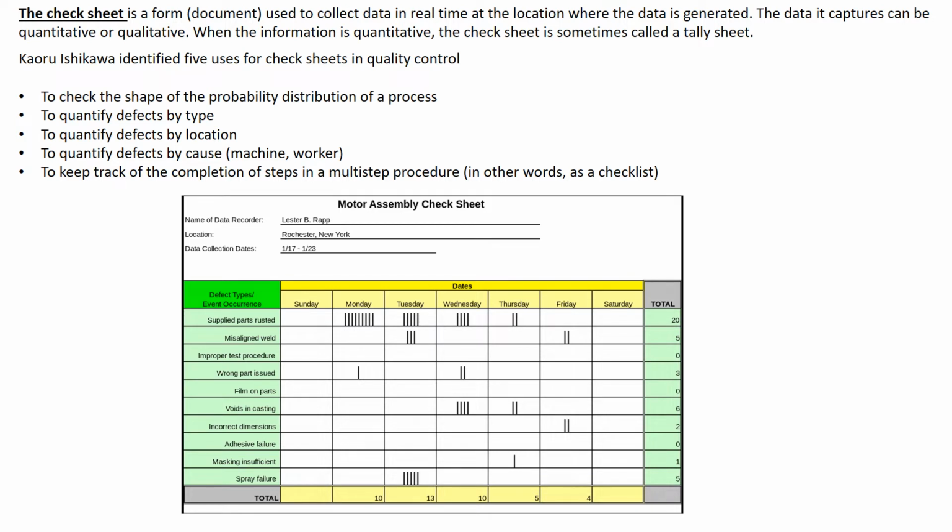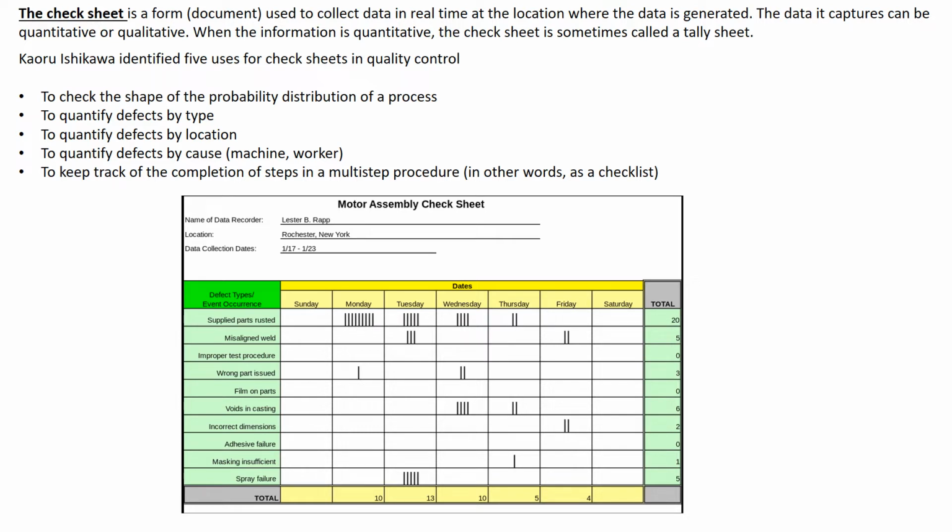One of the simplest ways to address it first is a check sheet. Now what I've got here is, we want to see where the problems are. And I've got here a check sheet of types of defects. It looks like a motor assembly check sheet. And we've checked out how many problems there are. Supply parts rusted, misaligned welding, improper test procedure, wrong part. This could be an Ishikawa diagram.